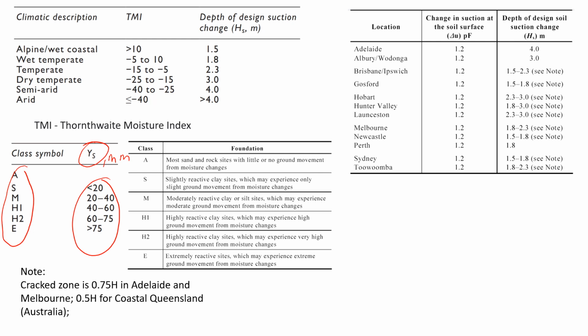So you see that this class A, probably it's the best class when we have sand and rock, and as you know, sand or rock, they don't swell or shrink, so there is not going to be any movements. Then, if we have movements less than 20 millimeters, we're going to call it slightly reactive clay. And then you see as the amount of movements increases, it's going to be moderate, then highly reactive, and so on. This one is an extremely reactive site. So in this case, you would expect movements of 75 millimeters.